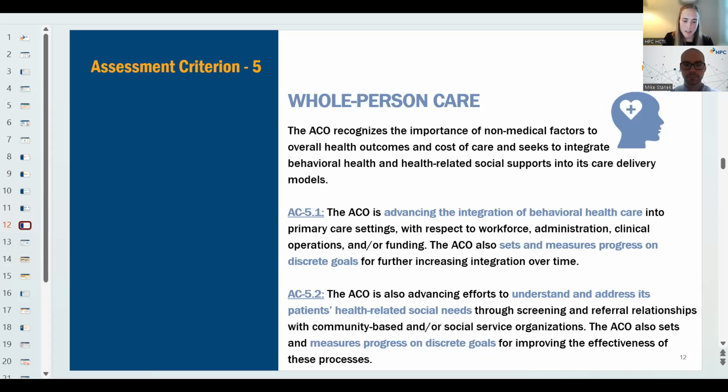Then in the second half, AC 5.2, we ask ACOs to upload a primary source document or an original narrative that documents their health-related social needs screening and referral processes, the metrics they track, and performance targets. On this one in particular, we have quite a few directions in the PUG that indicate what we're looking for in terms of a response on the second half of this criterion.